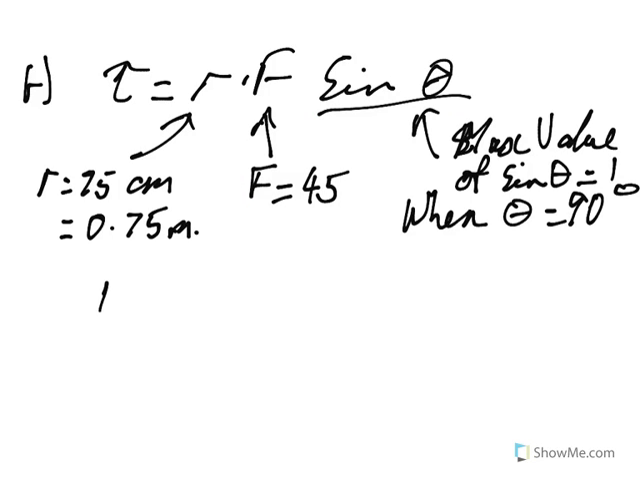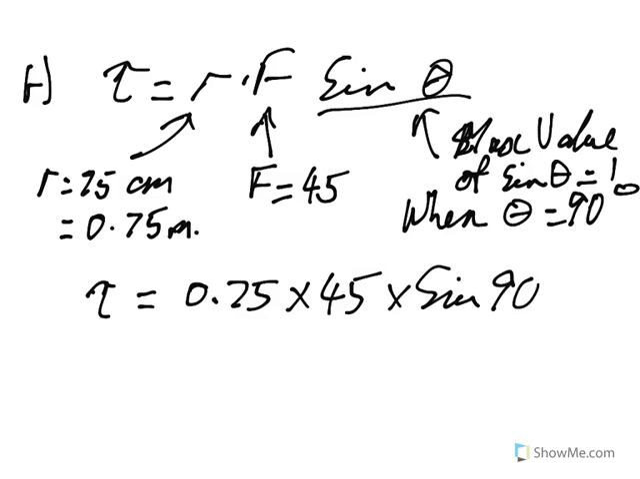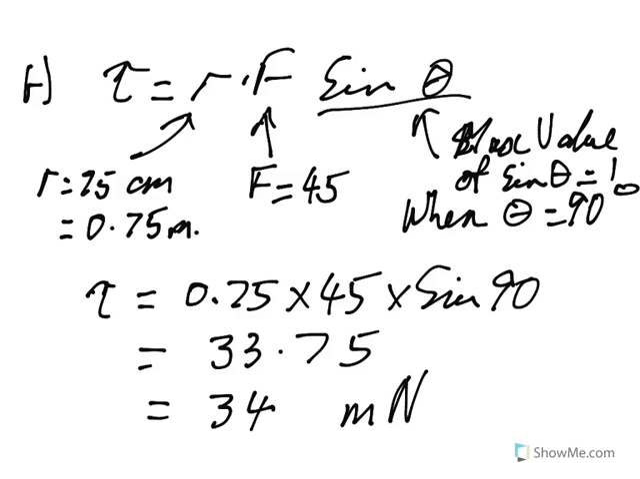So when we do that, our torque is equal to 0.75 times 45 times sine 90, and when you multiply that on your calculator, you get 33.75, which, since everything here has just two figures in it, we'll round to 34 metre Newton.